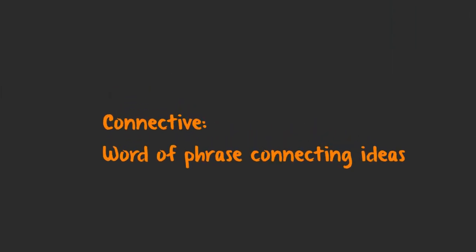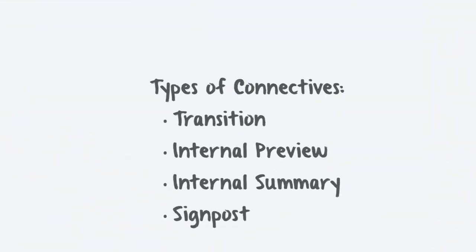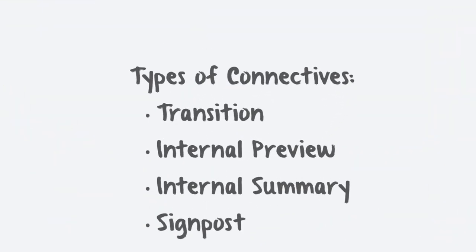Simply put, connectives are words or phrases that connect your ideas. They can be used between keywords or to separate your introduction and conclusion from the body of the speech. They are important to think about as you develop your speech. They're a really important tool that will help you keep your points separate. Transitions, internal previews, internal summaries, and signposts are different types of connectives.